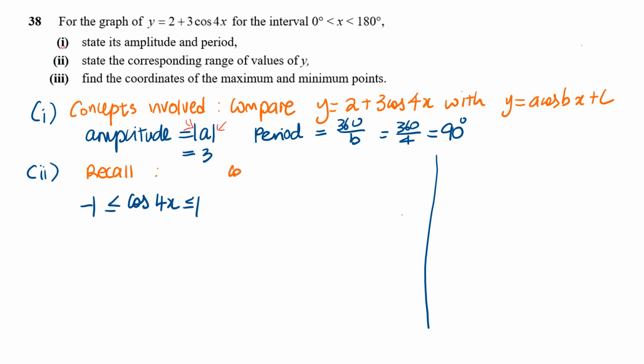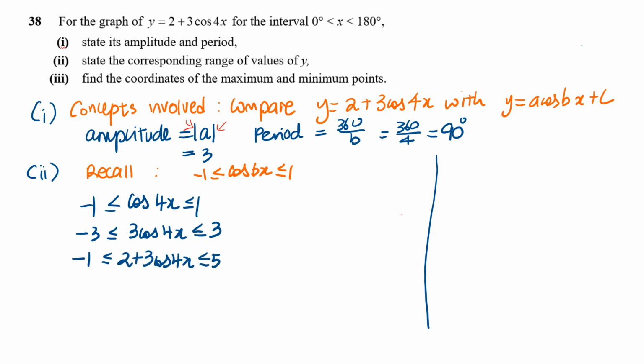Alright, so let's look at part 2. This is something you need to remember. The value of cos bx, B can be anything, can be cos 2x, cos negative x, or cos whatever x, is between negative 1 and 1. So hence cos 4x will be between negative 1 and 1. If you multiply by 3, it will be between negative 3 and 3. And if you add 2, it will be between negative 1 and 5. So the maximum value for your y will be 5. The minimum value will be negative 1.